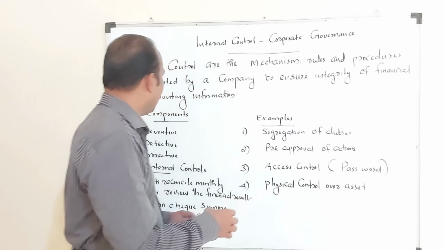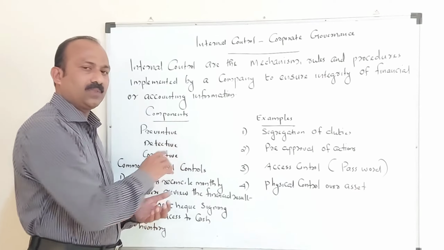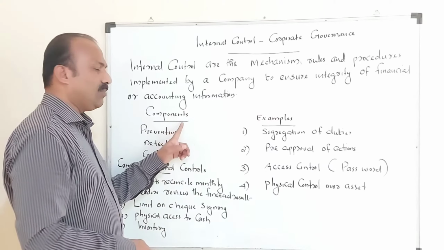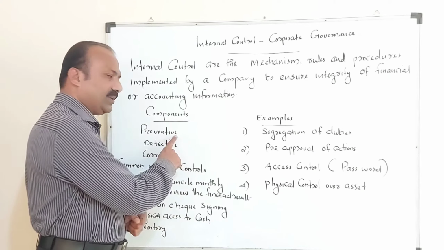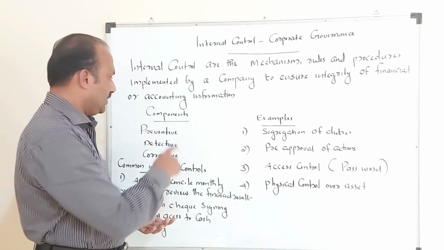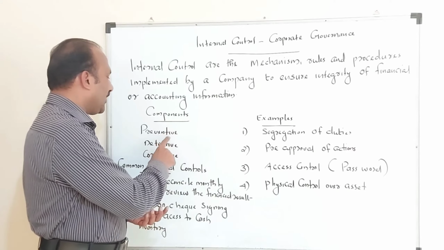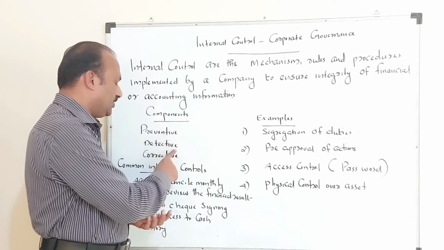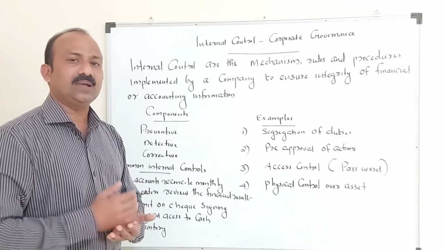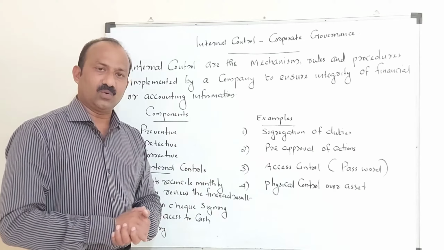Then we have to understand what are the main components of this internal control. Internal control has mainly three components. Number one, preventive, detective, and corrective actions. An internal controlling system adopted by the company should have a preventive step, a detective step, and we have to take some corrective actions. Then what are the examples of internal controlling system?